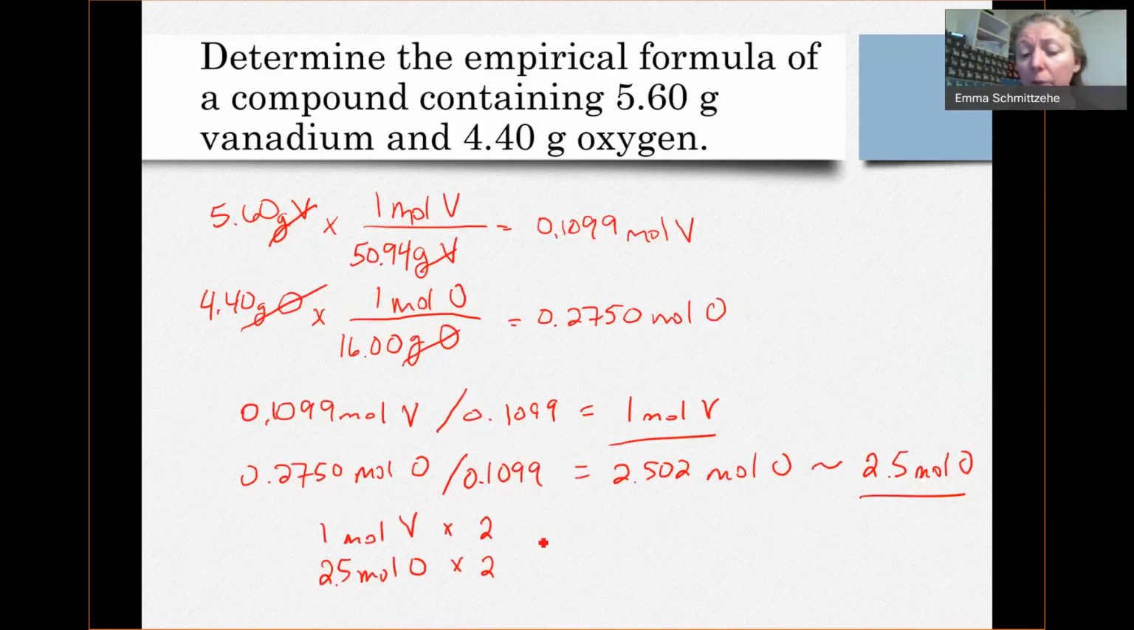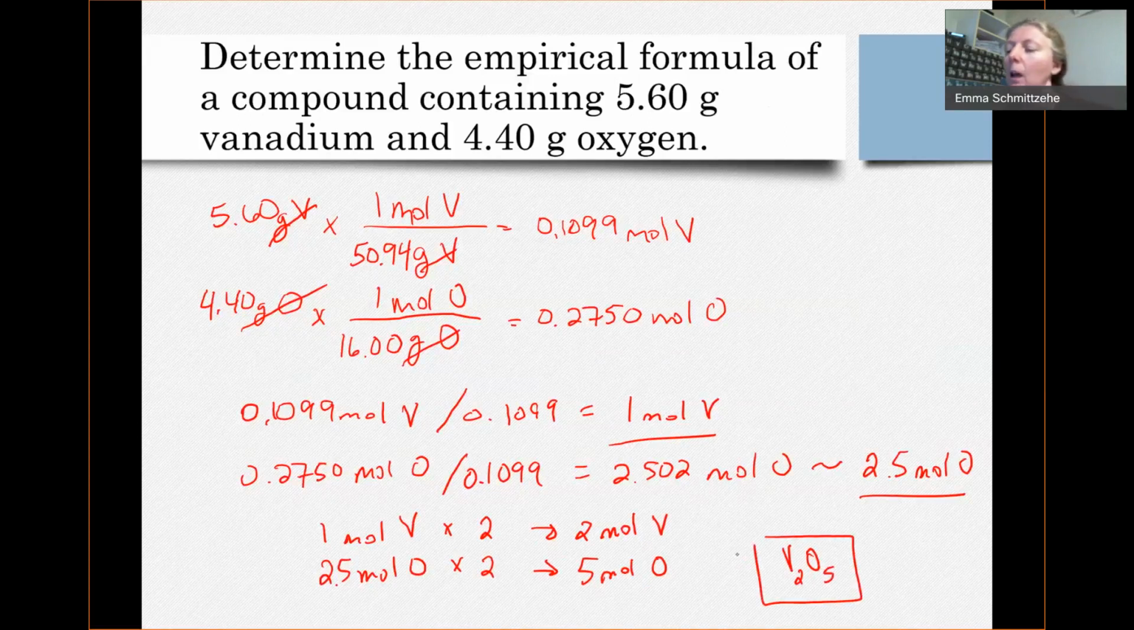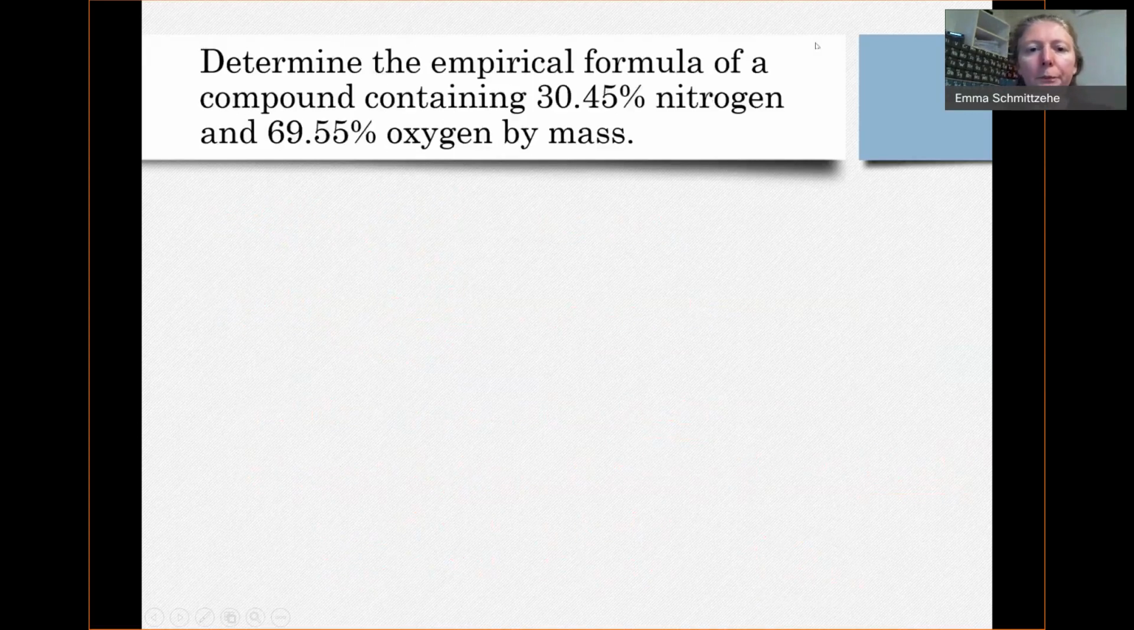And so that would give me 2 moles vanadium and 5 moles oxygen. So now I have whole numbers. Those go as subscripts in my formula. So it'll be V2O5. Okay? And let's follow this process for at least 1 more. I think I have 2 more actually for it.